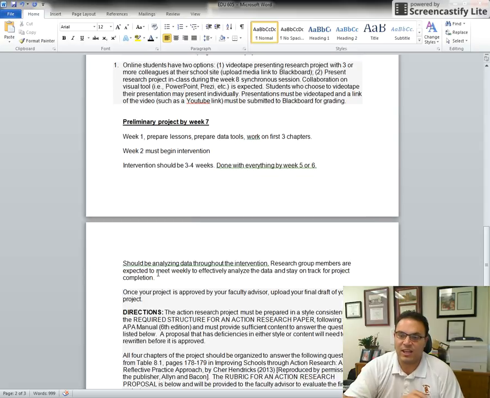You should analyze data throughout the entire intervention. So you don't want to wait just to the very end and do it. You want to analyze it as you go. Start to draw your themes. Research group members are expected to meet weekly to analyze the data and stay on track of the project completion.